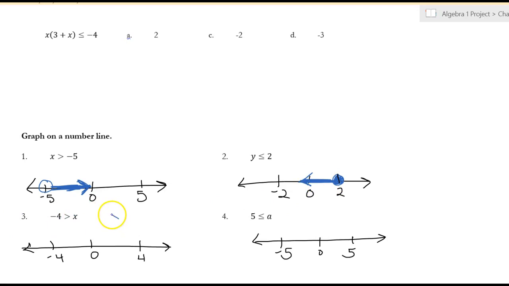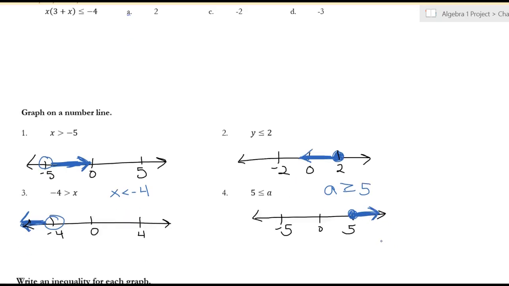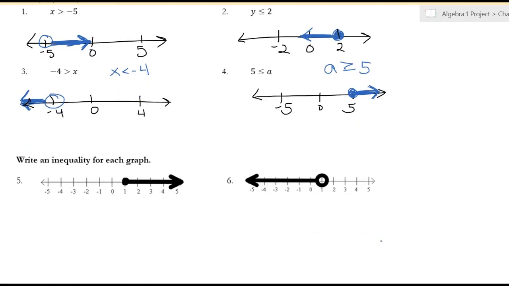Okay, this one's backwards, so I'm going to rewrite it for us. So x is less than -4, so open circle going to the left. And then here's another backwards one, so I'm going to flip it. So closed circle going to the right at 5. Okay. All right, now let's go to the next two underneath.